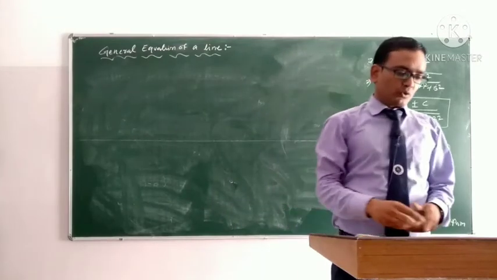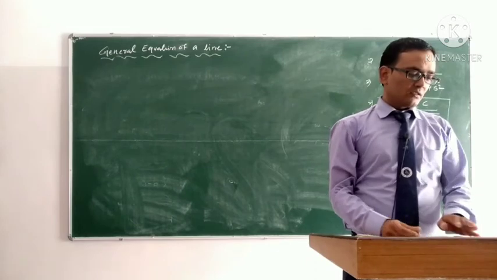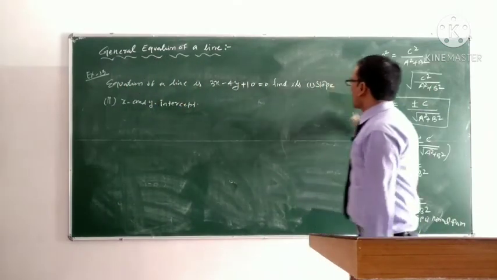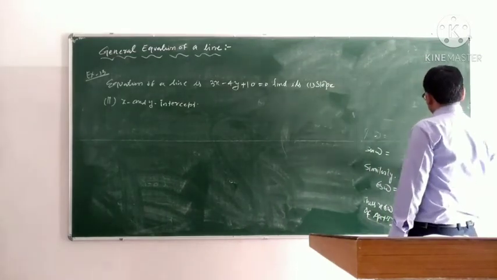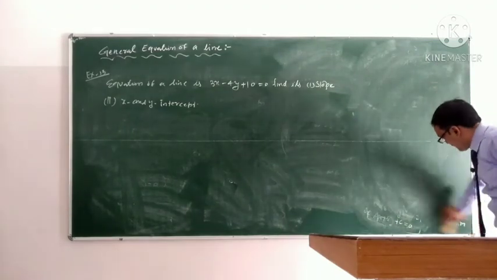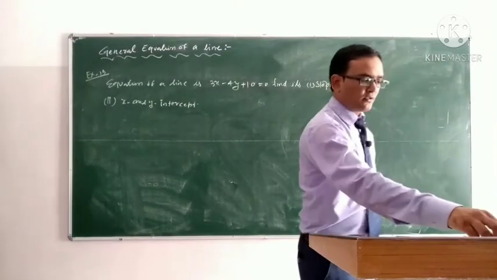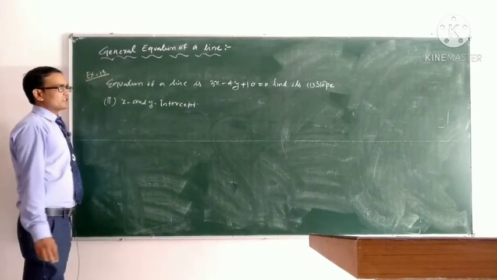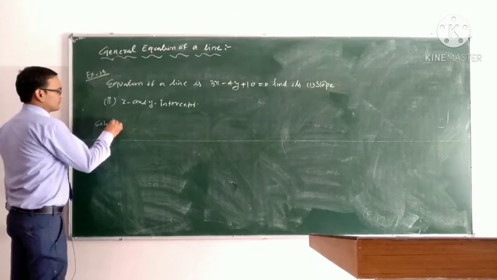Now we solve the question. Example number 13. In this question, we are given the line 3x minus 4y plus 10 equal to 0, and we have to find the slope and the x and y intercepts of 3x minus 4y plus 10 equal to 0. Okay, solution.